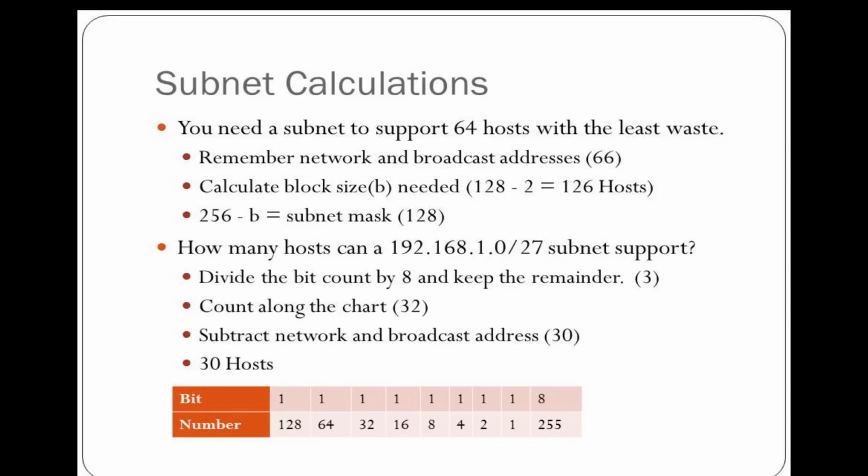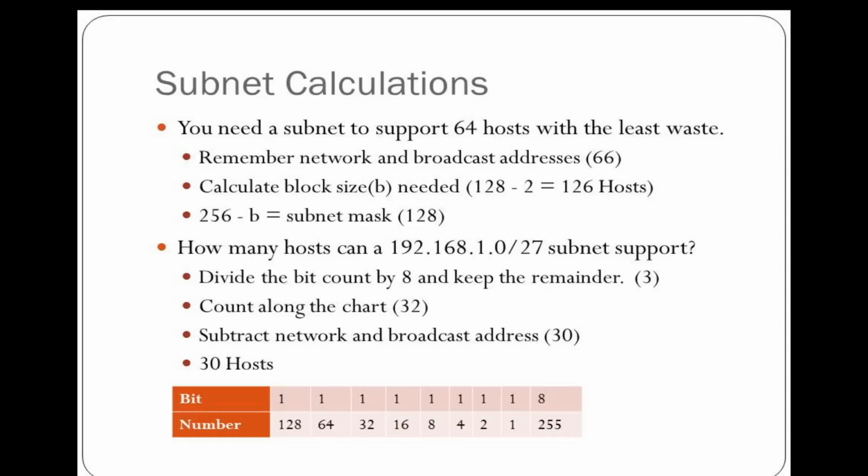The next subnet problem asks us how many hosts can a 192.168.1.0/27 subnet support. We'll first take the bit mask and divide by 8 to find our octet. We hold on to the remaining 3 and find the third value on the chart from the left, which is 32. Since we now know our block size, we can then subtract 2 for our network and broadcast address, and we will get 30 for our block of host IP addresses.